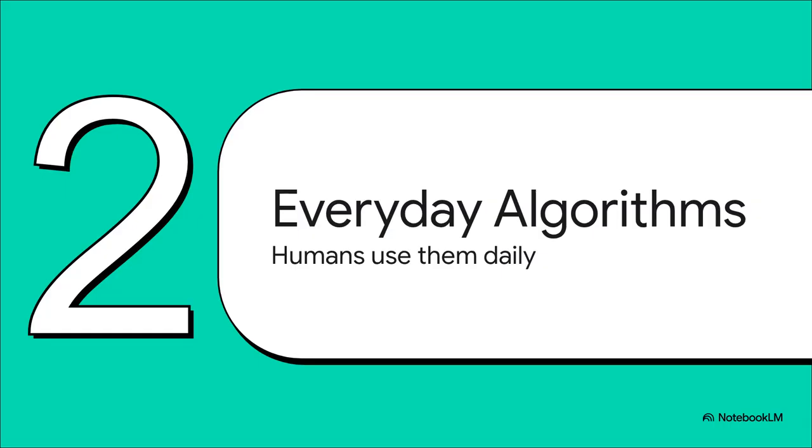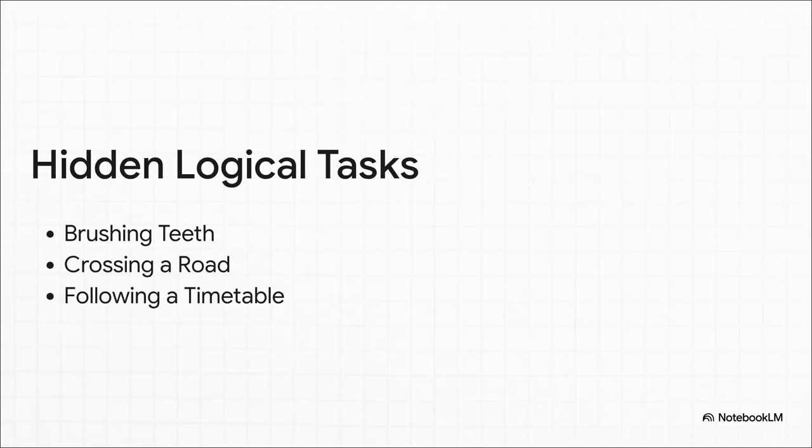All right, moving right along to Section 2. Algorithms in everyday life. Because here's the thing. Algorithms aren't just for computers. They're problem-solving methods we all use constantly. Consider completely common daily tasks like brushing your teeth, crossing a road, or following your school timetable. Each one of these relies on a hidden, step-by-step logical order. When you cross a road, your brain runs this incredibly fast algorithm. Look left, look right, check the traffic signals, wait if you have to, and then cross safely. That hidden logic literally keeps us safe and organized all day long.